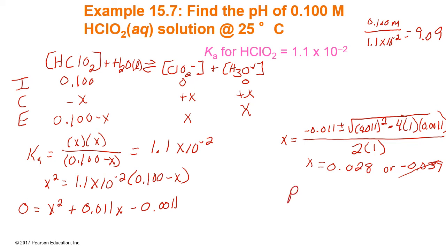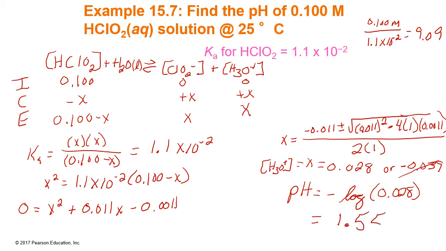So to find our pH, X is the H3O plus concentration. pH is equal to a negative log of our H3O plus concentration, 0.028. So our pH equals 1.55.